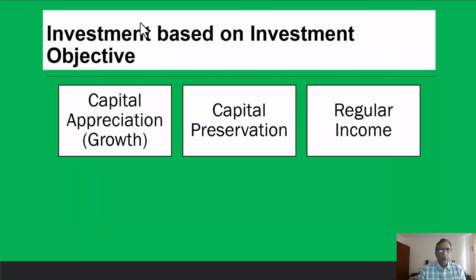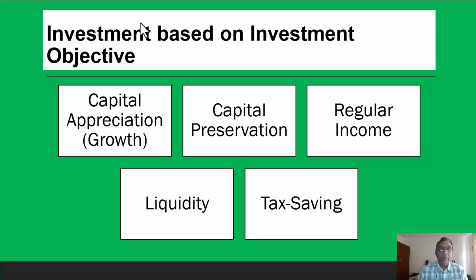So now we can talk about investment based on investment objective. Basically, what kind of objective an investor has. Capital appreciation: he wants his money to grow, or he wants his wealth to grow. And capital preservation: he doesn't want to lose his capital, but he still wants to make a good amount of money, because when he invests in capital appreciation or growth schemes, there can be a chance that when the market falls, he can lose his capital.